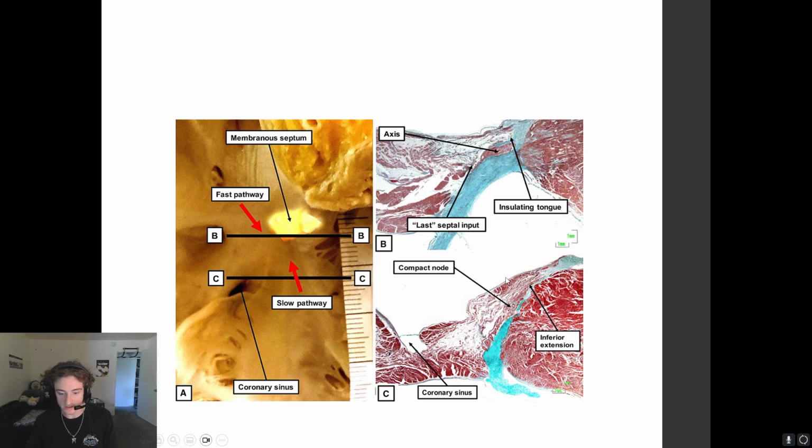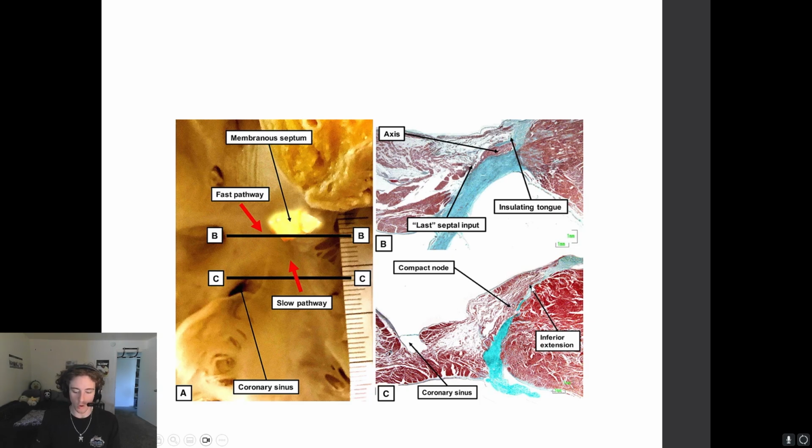So essentially, we're just seeing these sections, and we're seeing the paths that these conductive tissues take, right? Here's the coronary sinus for reference. So you see that right at this level, right at the top, we see this section. We see the compact node right here, and then its inferior extension.